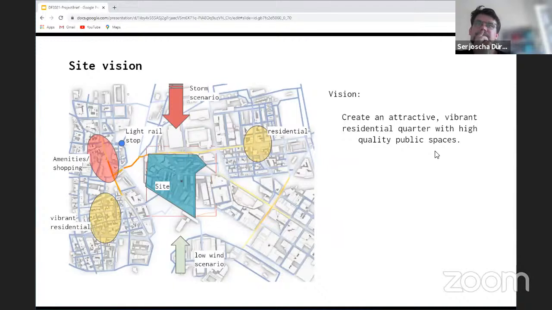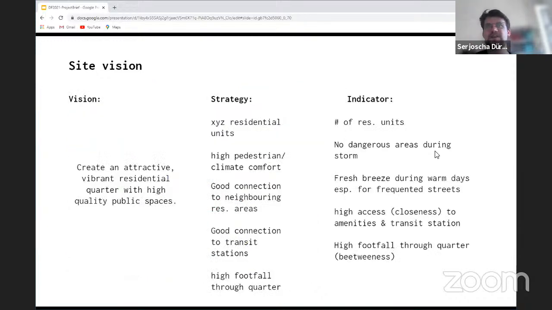And that can help us to set up the indicators for simulations. So as mentioned, let's start with creating a bit of a shallow and generic vision. We want to create an attractive, vibrant residential quarter with high quality public spaces, very generic. But then we come to some strategies. First of all, we need to provide a certain amount of residential units or GFA. Then we want high pedestrian climate comfort, so it's attractive for people to come there and spend time in public space. You want, of course, good connection to neighboring residential areas.